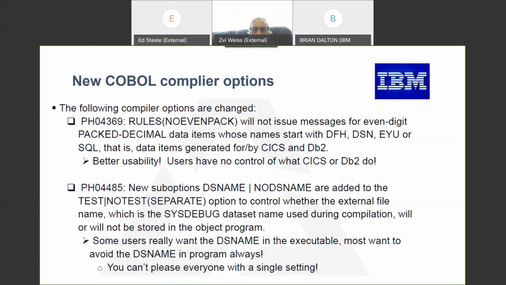Then the next there is the DS name and no DS name, and they're added to the test and the no test separate option. And it controls whether the sysdebug data set name is used at compile time, and will that be stored in the object program or not. So some users want the DS name in the executable, but most users don't. And as this bullet states at the bottom, you can't please everyone with a single setting. So this is for the files that we're using when you're using a debug tool like the IBM debug tool.